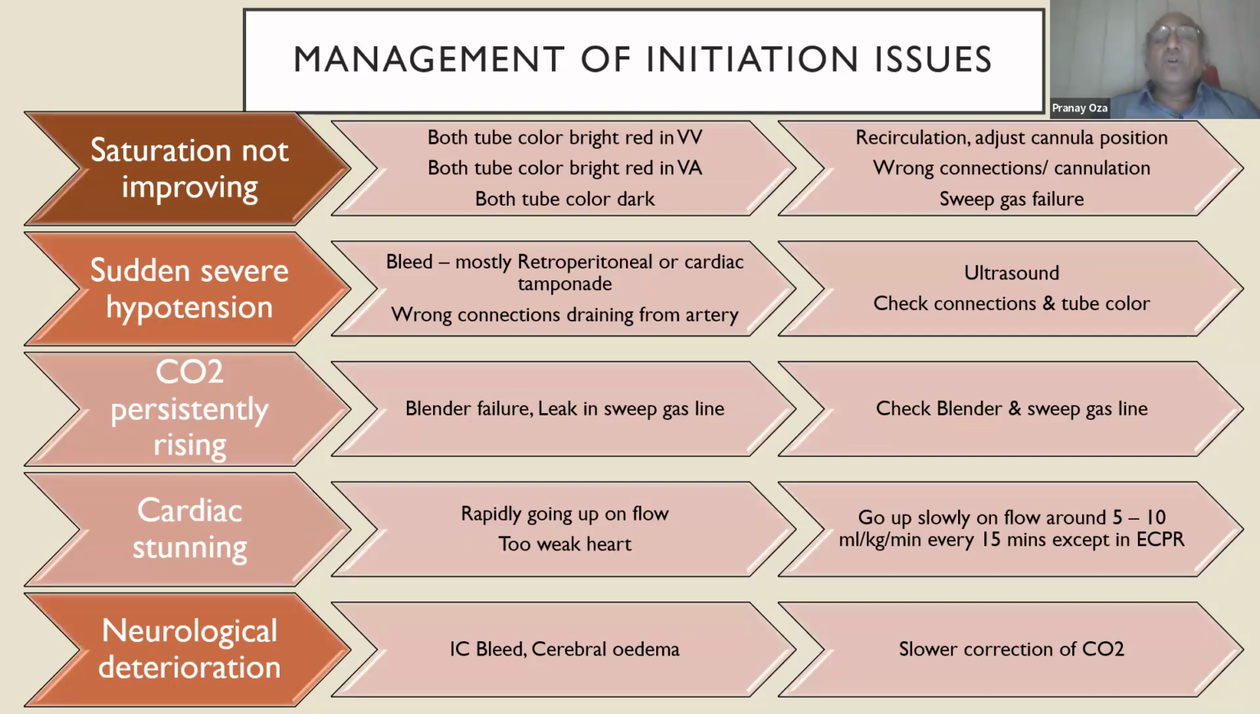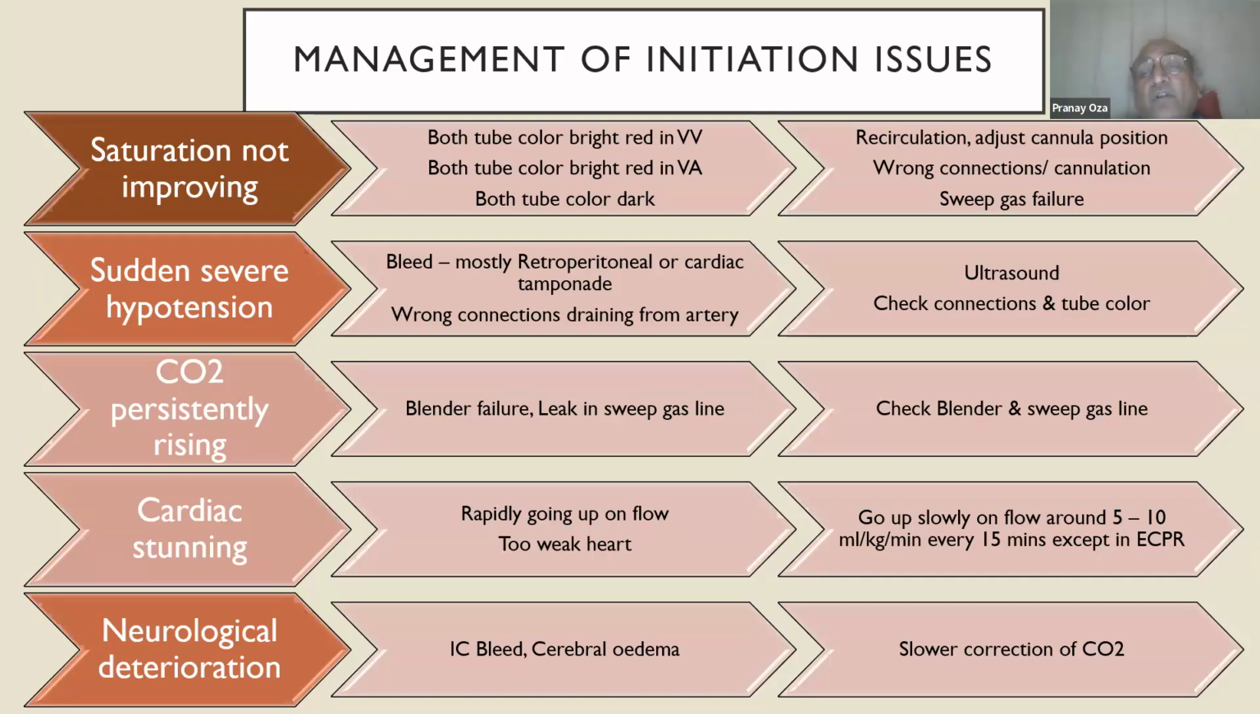So, and then you have to always look at the cause and treat the cause. Okay. So if there's a recirculation, adjust the cannula position, they might be very close to each other. In case of VA ECMO, if both the tube colors are bright, there's no recirculation in VA ECMO. That means either both the cannulas are in the artery, or both the cannulas are connected wrongly. So the drainage tube is connected to the artery, and the return tube is connected to the vein.